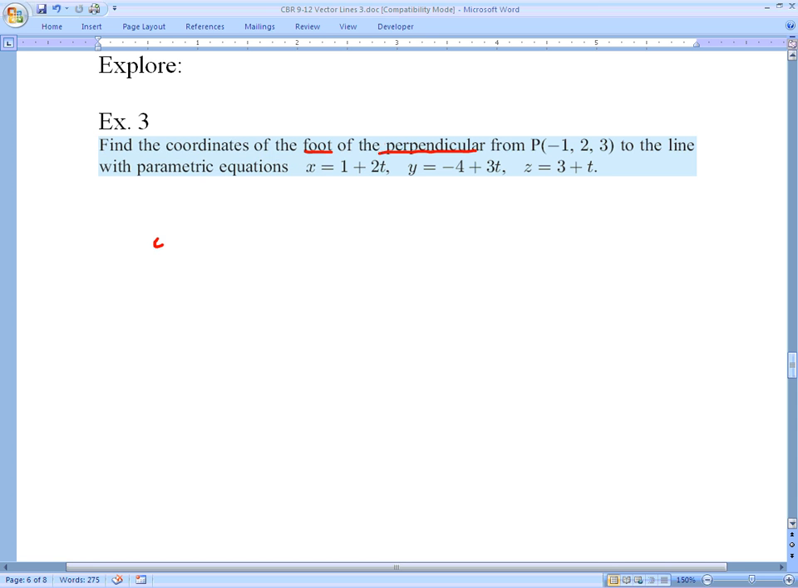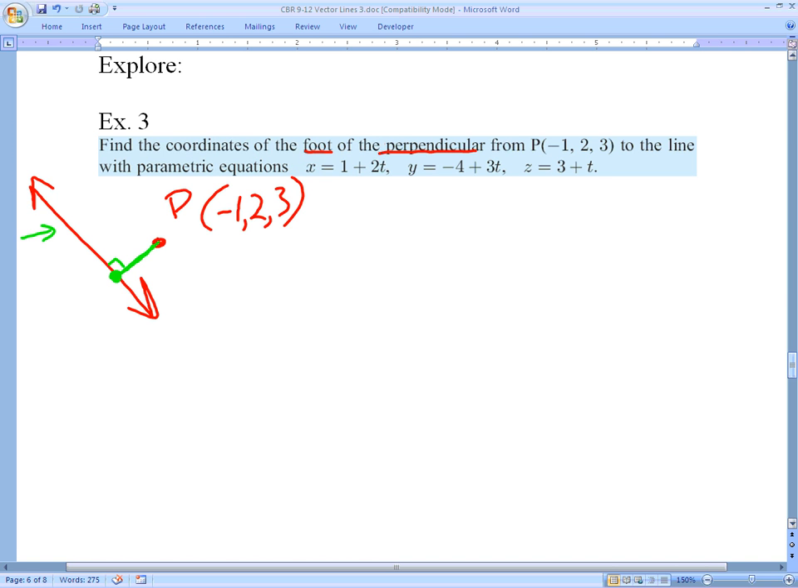So if I had to draw a picture here, we've got point P, which is negative 1, 2, and 3. And then we have some sort of line coming across here. And we want to draw a perpendicular that comes across here. And we want to know the coordinates of this foot, or the bottom of it, the place where it meets the flat surface. Think about your feet. That's where your body meets the ground. If you think of this line as the ground, we want to know what point will be the foot of this perpendicular right there.